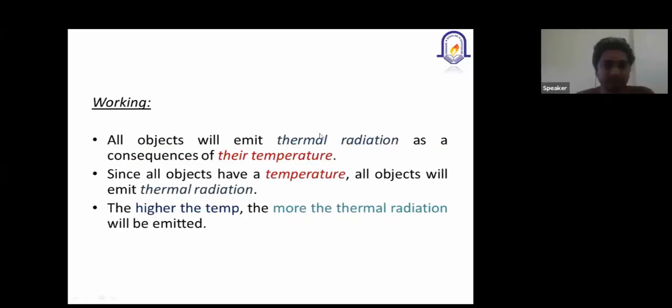Next is working. All objects will emit thermal radiation as a consequence of their temperature. Since all objects have a temperature, all objects will emit thermal radiation. The higher the temperature, the more the thermal radiation. Now, let us consider one object. Say for example, this is one object. This object emits some thermal radiations.